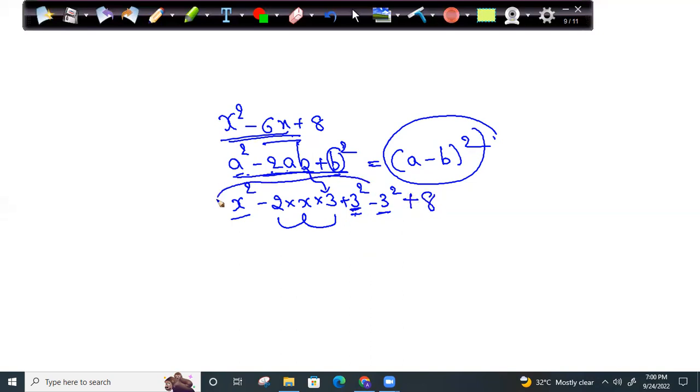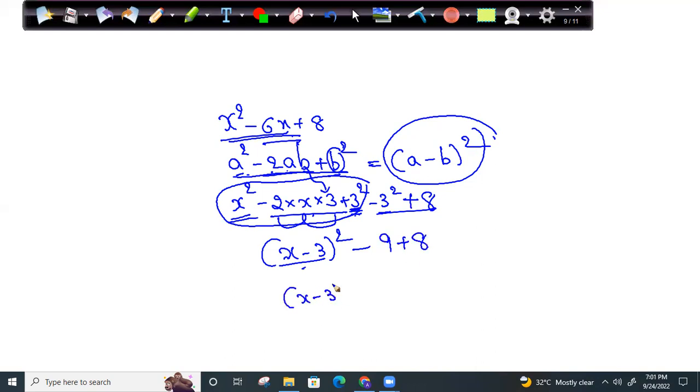Now, listen to me, you'll understand. This becomes x minus 3 whole square. Why? Because a square plus b square minus 2ab is a minus b whole square. That is what you told me just now. Remaining is minus 9 plus 8, which is x minus 3 whole square minus 1. You will wonder, this is my x, this is my y. So now you'll understand everything.